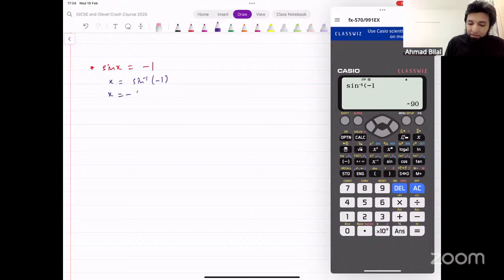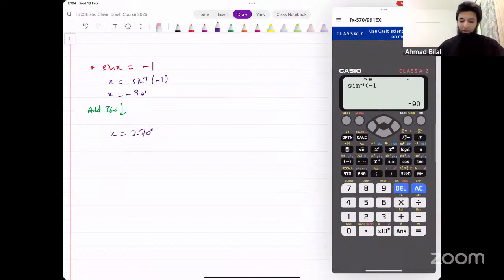That's -90. Now, if it's a negative value, remember what we used to do? We would say, let's add 360. If we add 360 to it, we get x equal to 270. That's one solution that we have in that interval, 270.